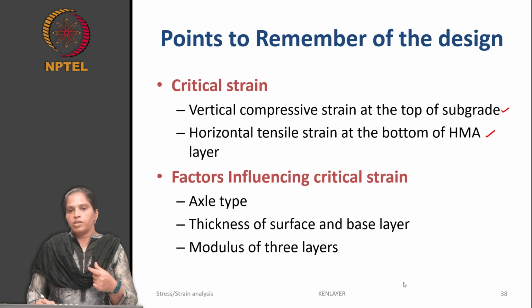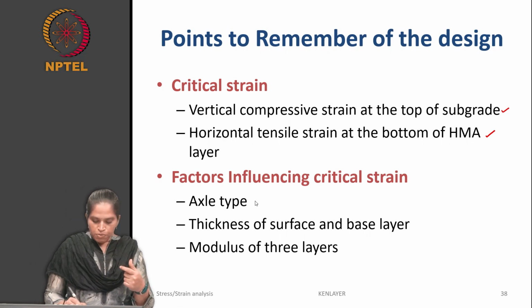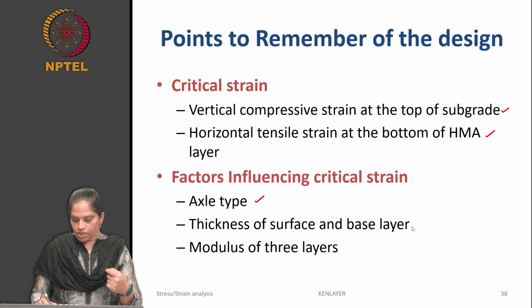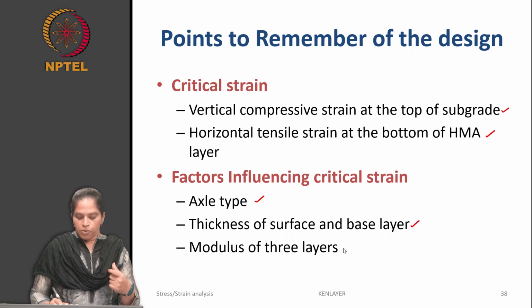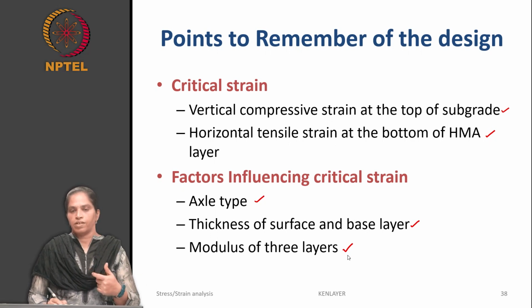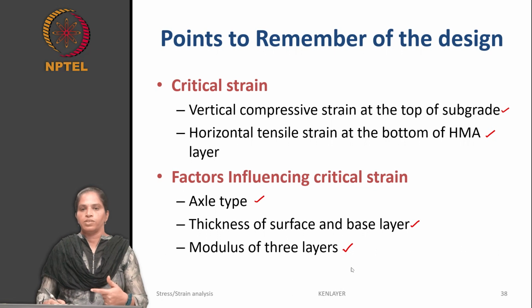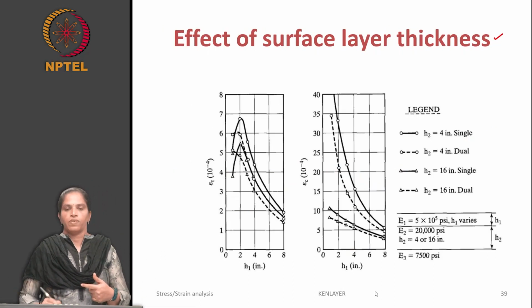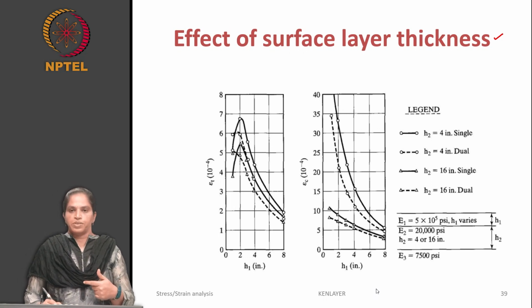So we also understood that axle type or axle configurations, thickness of surface layer and base layer, and modulus of 3 different layers influence these critical strains. Now we will see how these critical stresses and strain vary when you vary these parameters. First, we will see the effect of surface layer thickness variations on the critical tensile strain and compressive strain.